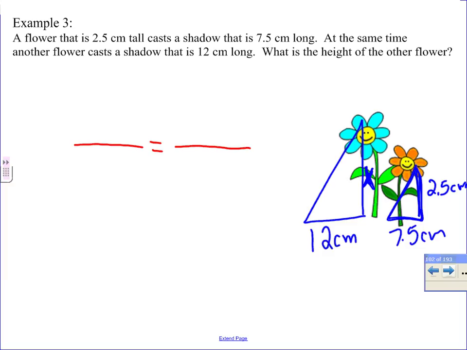Okay, one proportion we can use is x over 12 equals 2.5 over 7.5. So if you haven't already, use cross products and solve so we can find the height of the larger flower, which, yes, is smaller than the shadow. Did you guys all get it? Okay, Alyssa, what'd you get? Good. So the height of the larger one is 4 centimeters.